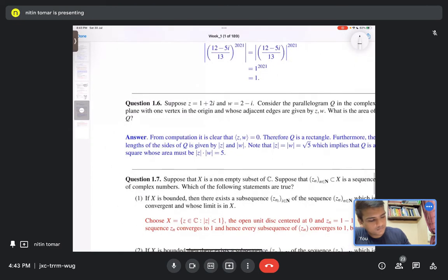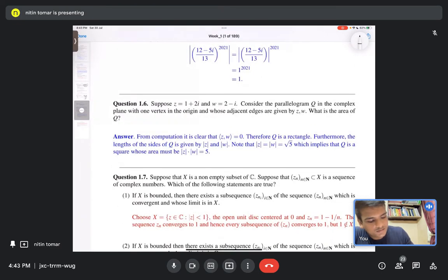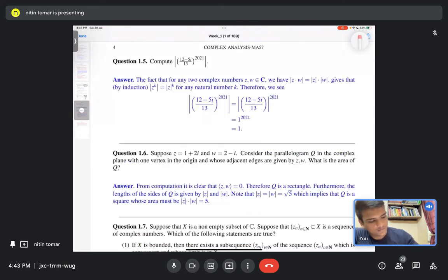So let's remember the complex plane. These are two complex numbers, 1 plus 2 iota and 2 minus iota. It says consider the parallelogram Q in the complex plane with one vertex at the origin and whose adjacent sides are given by Z and W. Then the question is, what is the area of Q? So we can draw here somewhere in the corner. I will need some space because I have to show minus 1 also. So my 0 is here.